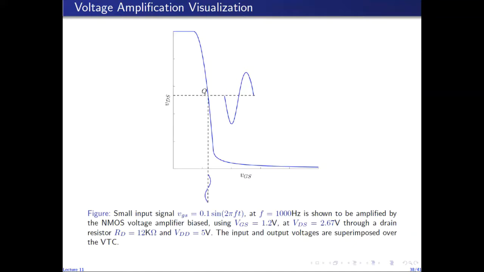So please note that this diagram is drawn to scale, which means that for an input voltage which is actually this small, riding on top of a DC value, we get a large output voltage riding on top of this DC value. So this visually shows the amplification obtained from the common source NMOS voltage amplifier.